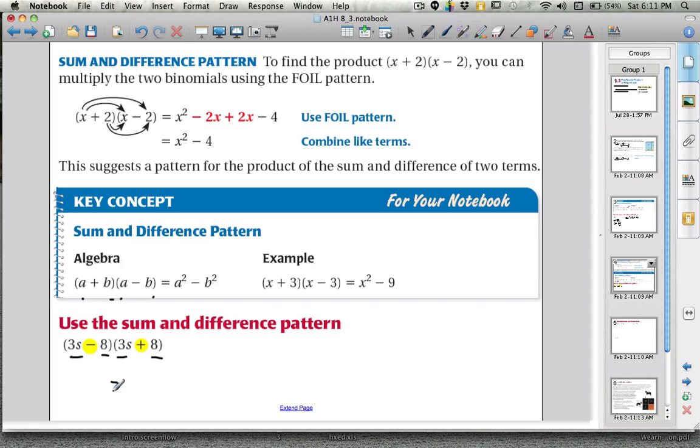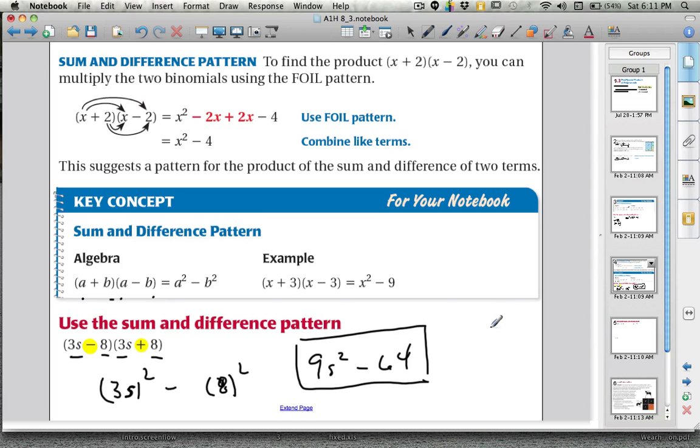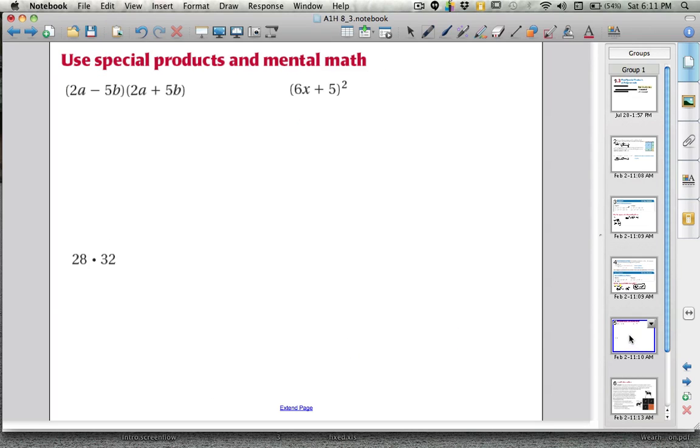So it's going to be the quantity 3s squared, that's an s, minus the quantity 8 squared. So that's going to be 9s squared minus 64. This is what we call the difference of two squares. If we go ahead and start multiplying these together, this one here is going to be the difference of two squares, so it's going to be 2a squared, which is 4a squared, minus 5b squared, so that's 25b squared.